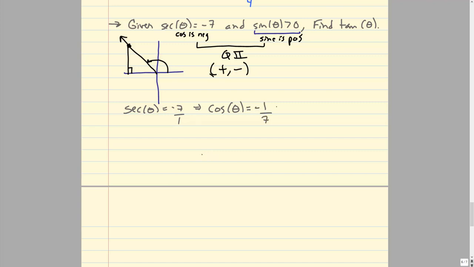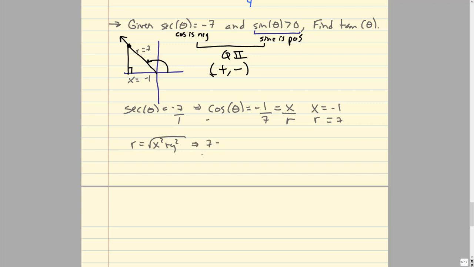Okay, so cosine is x over r. Now I know r is always positive, so this negative definitely goes with the x. So I know x is negative 1, and I know r is 7. So x is negative 1, r is 7. Now I need to find y. Well, I can find y by using our distance, our Pythagorean identity, or Pythagorean theorem here.